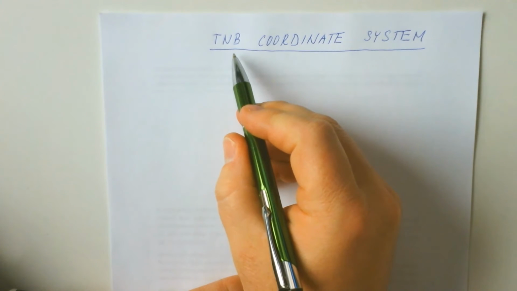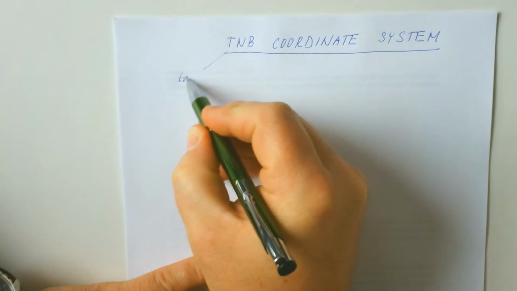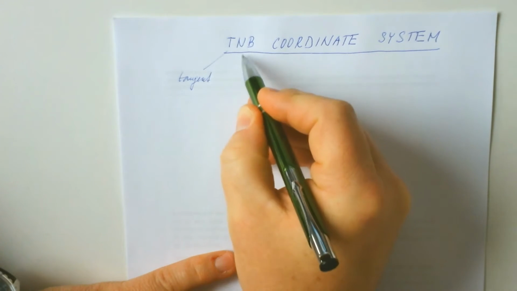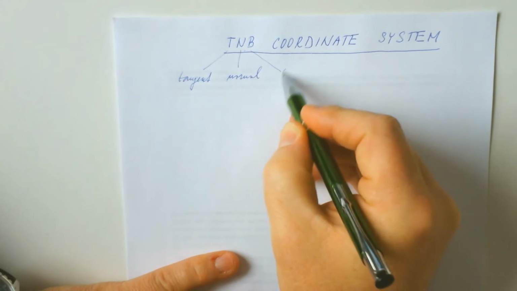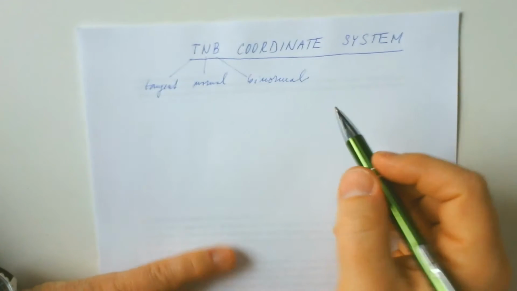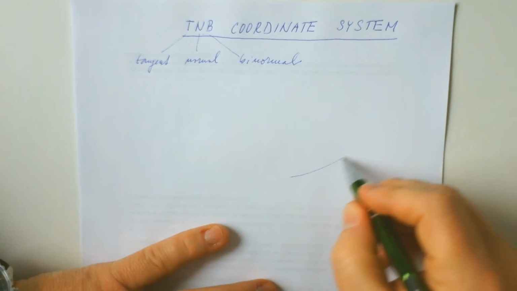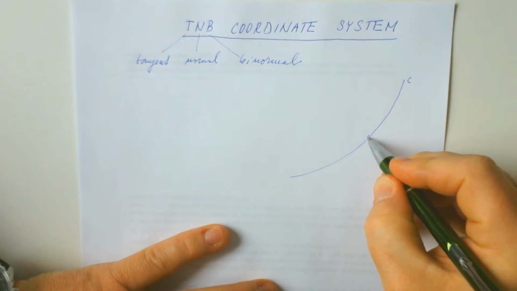TNB coordinate system consists of three axes: tangent, normal, and binormal. We can draw a curve, what is a trajectory of a point, of a particle.